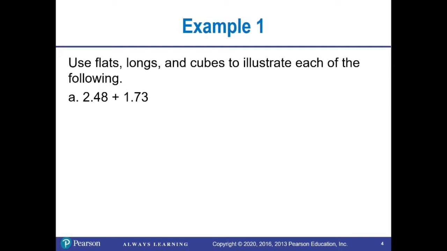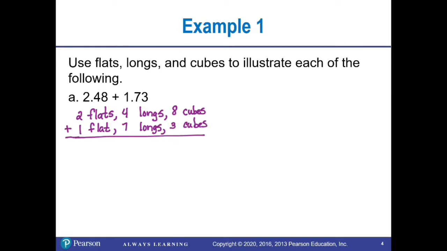In part A, we have 2.48 plus 1.73. For 2.48, we have 2 units, so we have 2 flats. We have 4/10ths, so we have 4 longs. And we have 8/100ths, so we have 8 cubes. Then for 1.73, we have 1 unit, so 1 flat. We have 7 longs for the 7/10ths. And then we have 3 cubes to represent the 3/100ths.